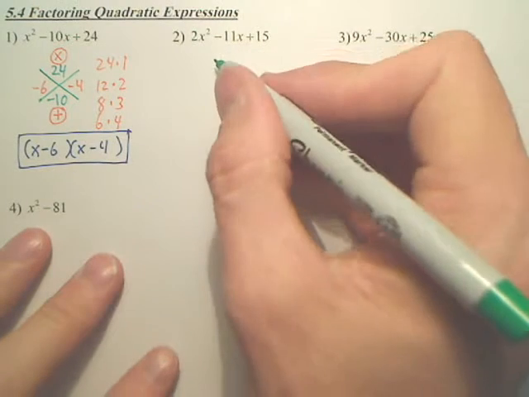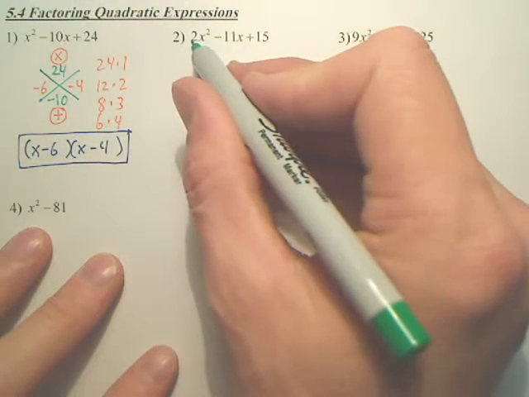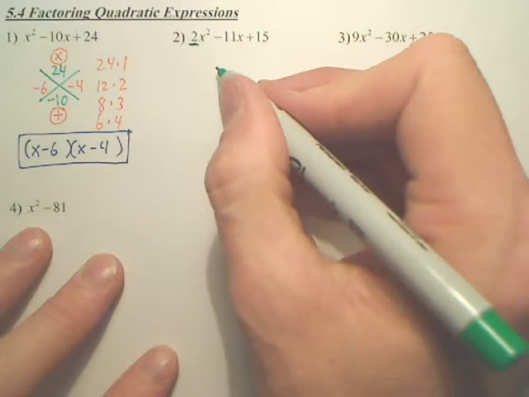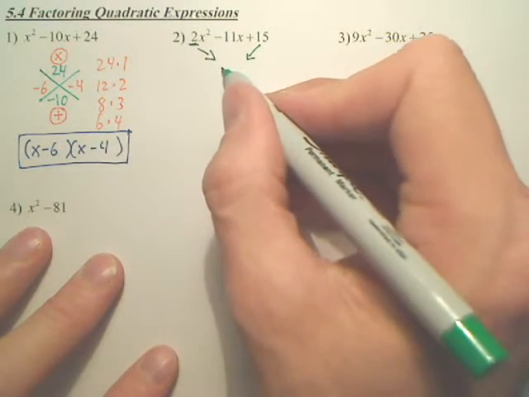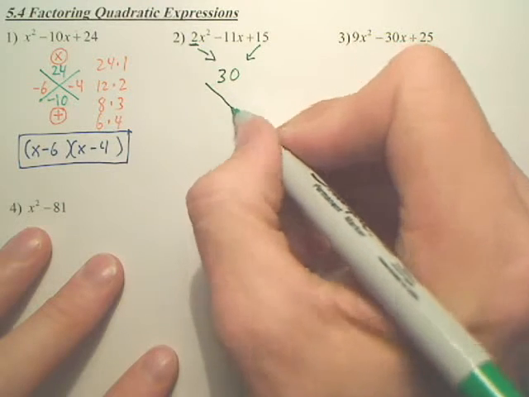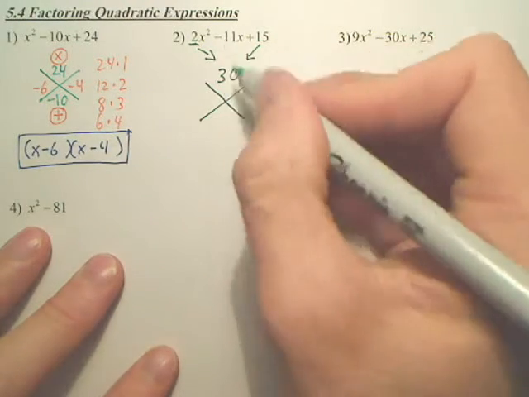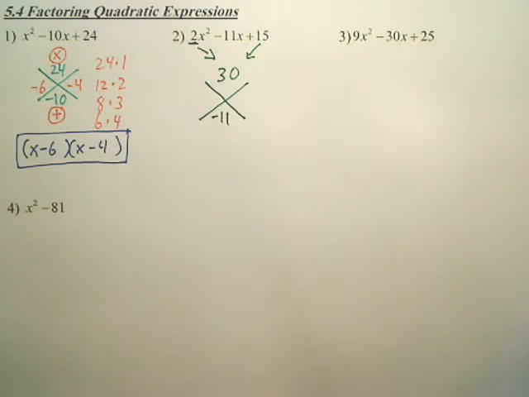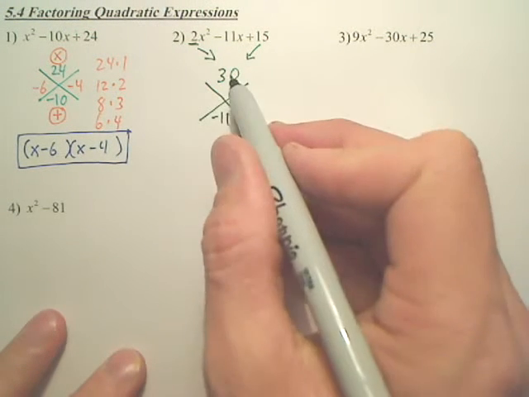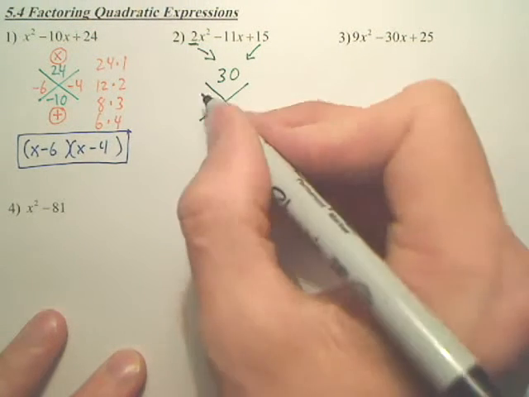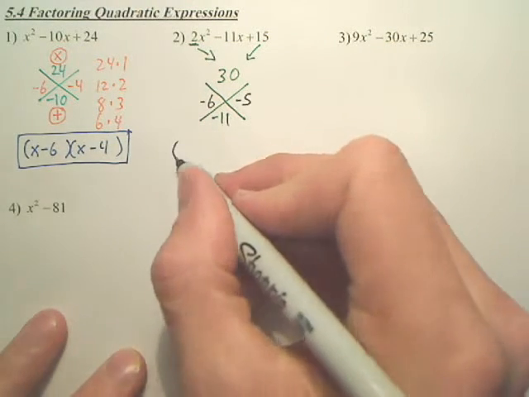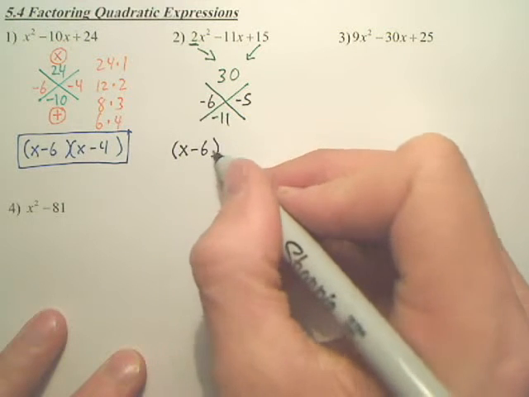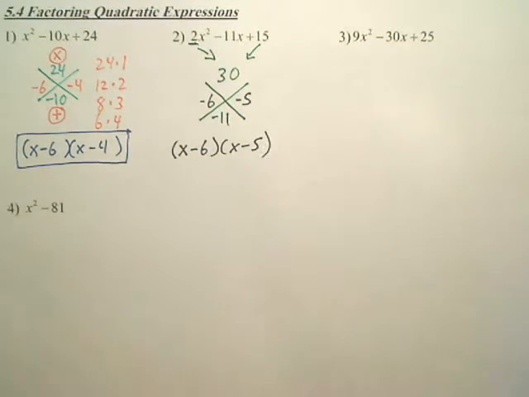Now we're going to do problems where you actually have a number in front, and this number in front complicates the thing. What you're going to do is you're going to take that 2 and the 15, multiply them, and get 30. Still put the negative 11 on bottom. I want to figure out what two numbers now multiply to get 30 and add to get negative 11. In this situation, it's negative 6 and negative 5. So we keep going. Then x minus 6, the x minus 5.